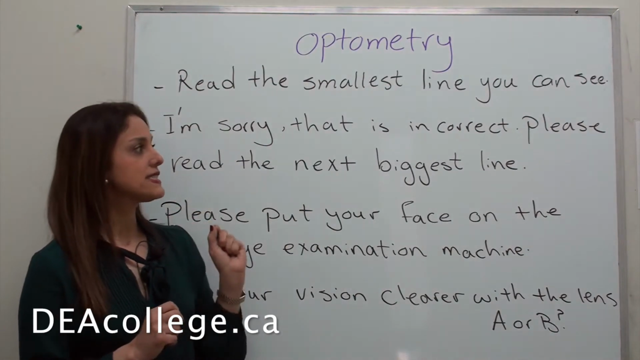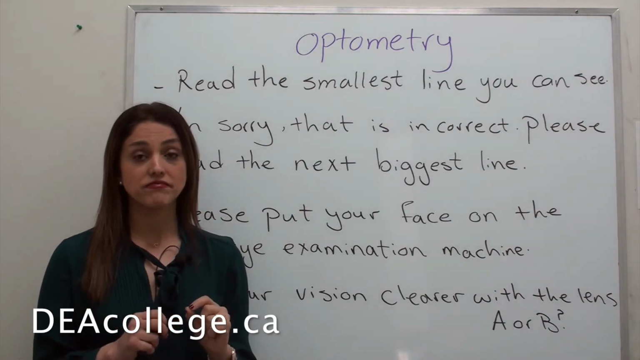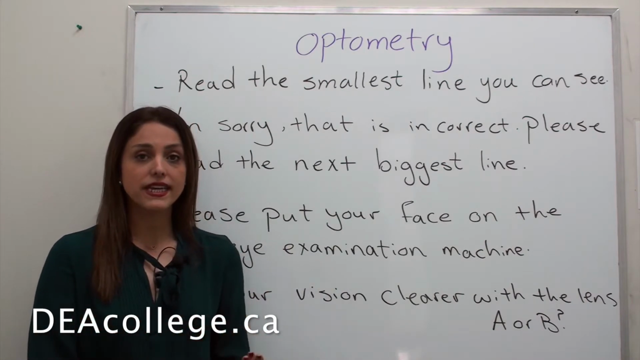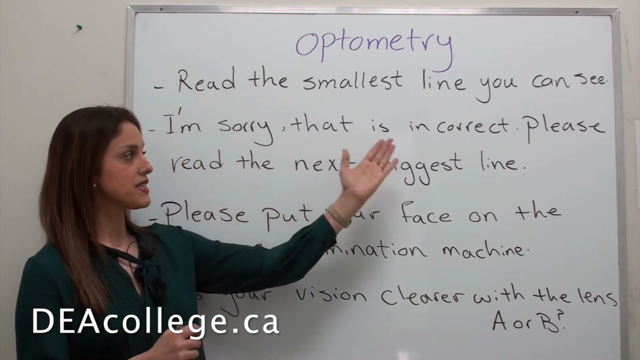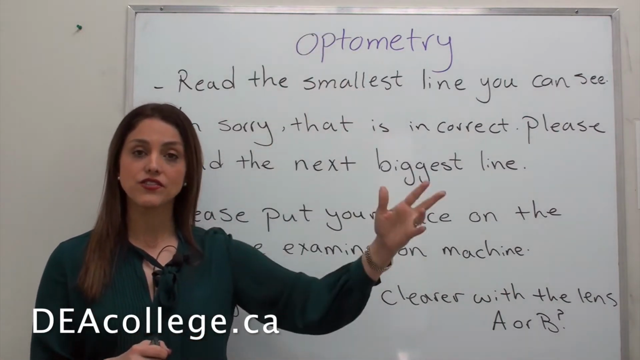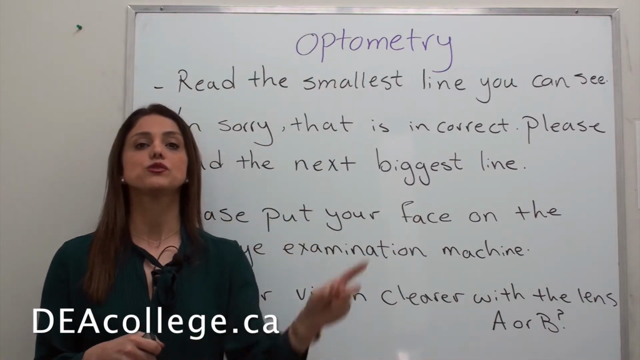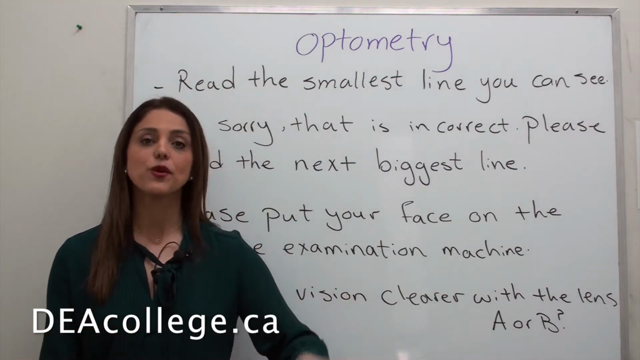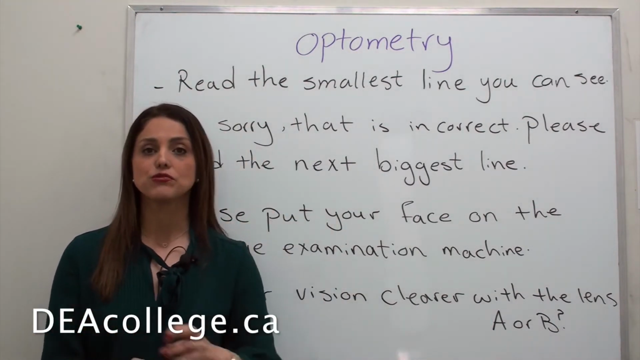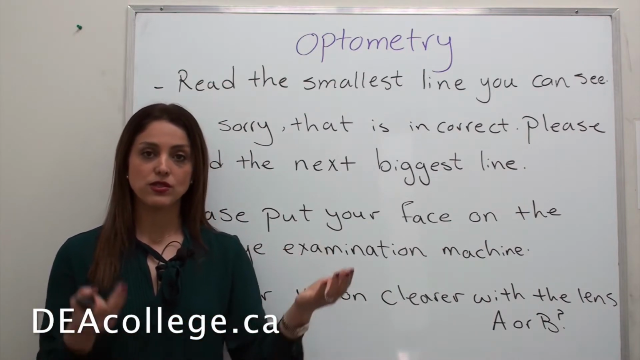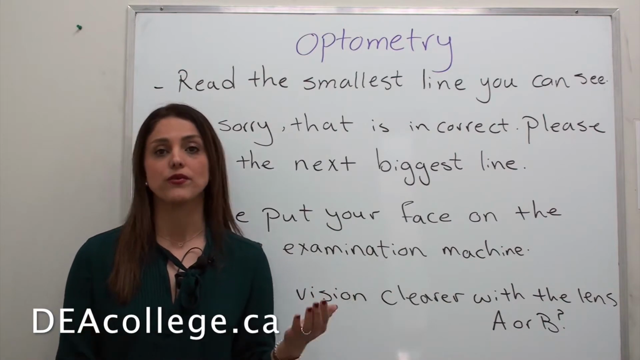I'm sorry, that is incorrect. So whenever you read it incorrectly, probably you have some problem reading it. So they say, I'm sorry, that is incorrect. Please read the next biggest line. If you're successful, they're going to ask you to read the next smallest one, until they find out how strong or how weak your eyes are.